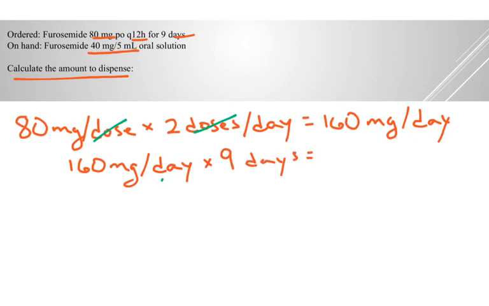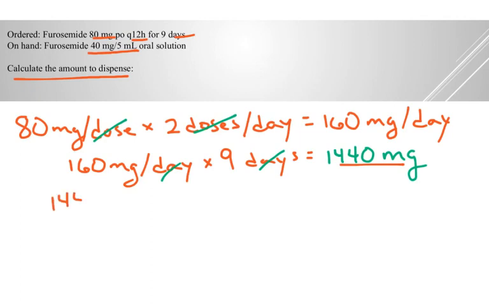Again, you can see how the units cancel. So I've got 160 times 9, and I get 1440, and that's milligrams. Okay. So now you're just going to do the dosage problem, because that's how much medicine he's going to get, but you need to make sure you have enough milliliters for him to take. So I just do the dosage problem.